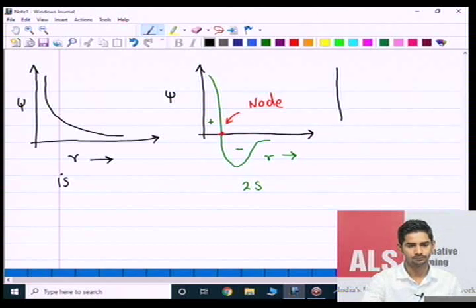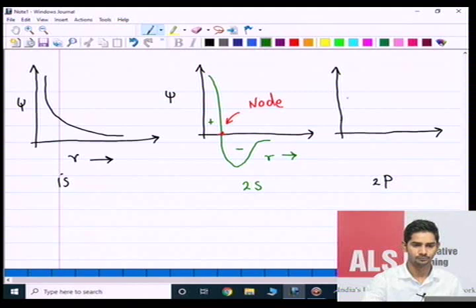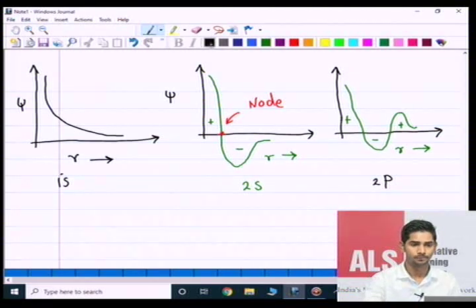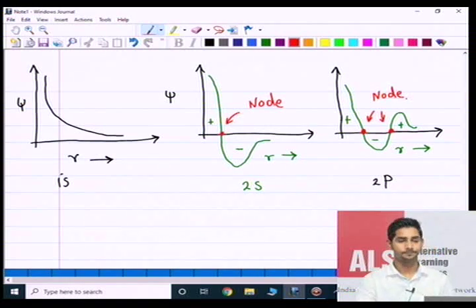Now, (2p), the graph will look like this. Okay, positive, negative, positive. Guys, again I am repeating this, the orbital wave functions, you have to remember these. Quite important from the examination point of view. Now, if I point out the nodes, see, it is intersecting at 2 points, and these points are nodes.